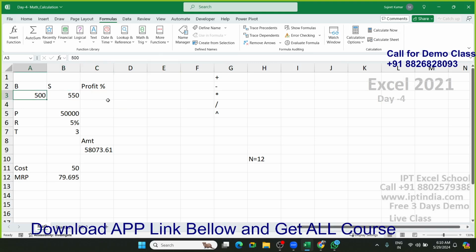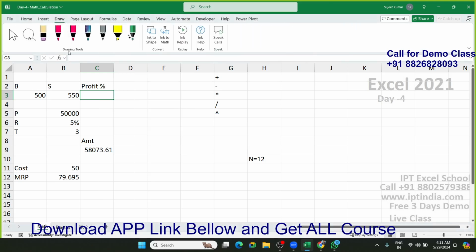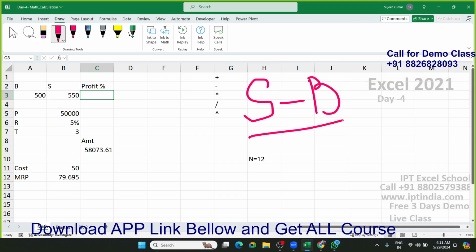Just like I buy a product at 500 and sell the product at 550. I want to know the profit percentage. In Excel, there is no formula for the profit percentage. But if you know mathematics, you can easily solve this question. In mathematics, it is sell minus buy, divided by buy. If you use this formula, you can get your percentage. Okay, this is the mathematical formula.